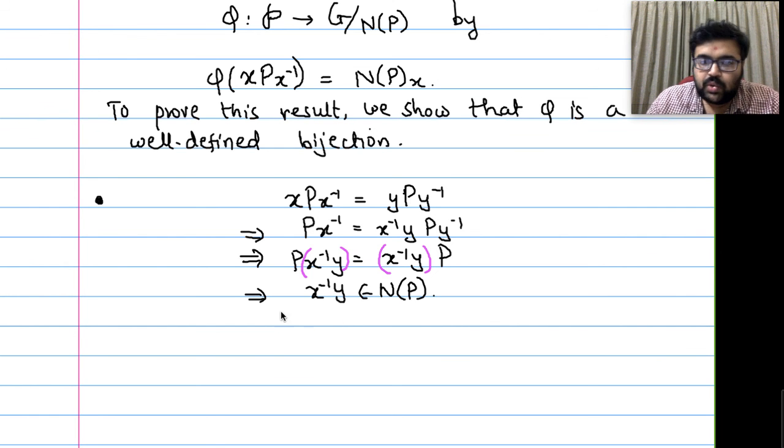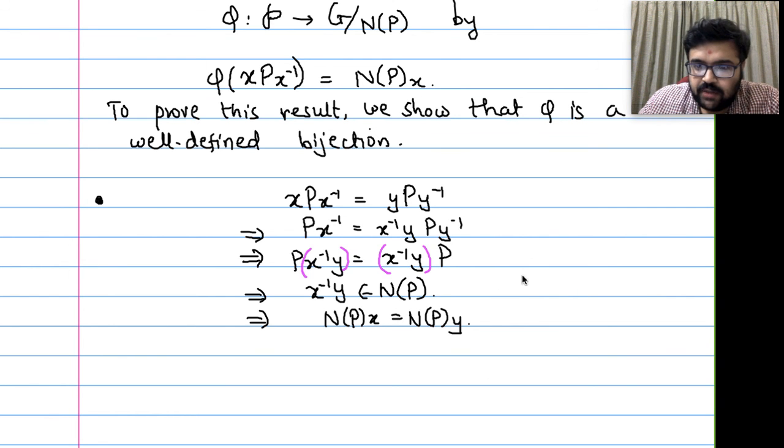If x inverse y belongs to N(P), that means the right cosets are also the same. So N(P)x equals N(P)y. So the right cosets are the same, but what are we actually getting here? If we write x inverse y in N(P) equals N(P): if a belongs to H, then aH equals H.